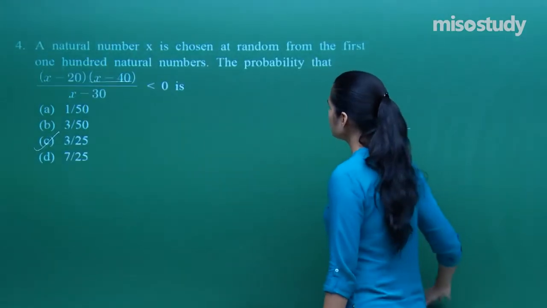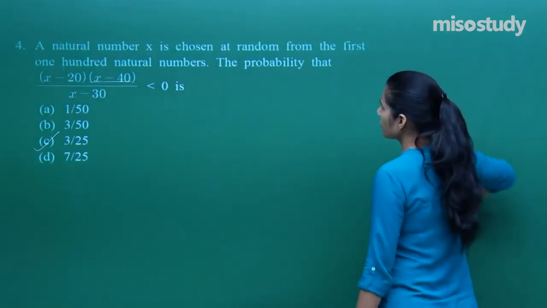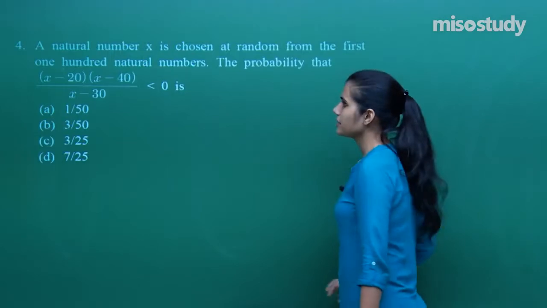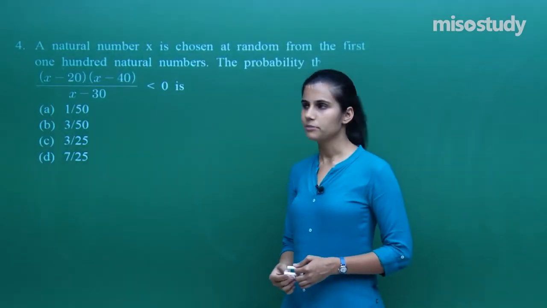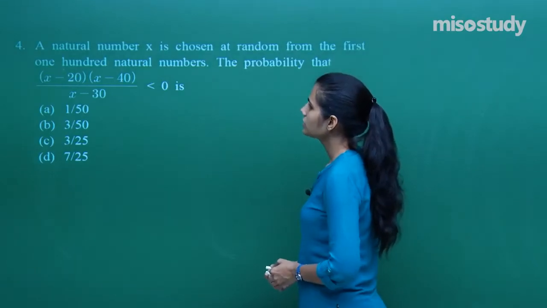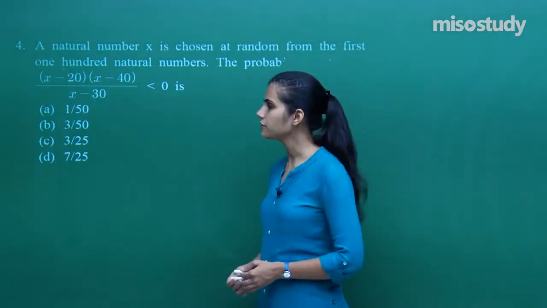Next question says what? Let's see. A natural number x is chosen at random from the first 100 natural numbers. That means your sample space basically is consisting of 100 members in all. The probability that x minus 20 into x minus 40 upon x minus 30 is negative is what?